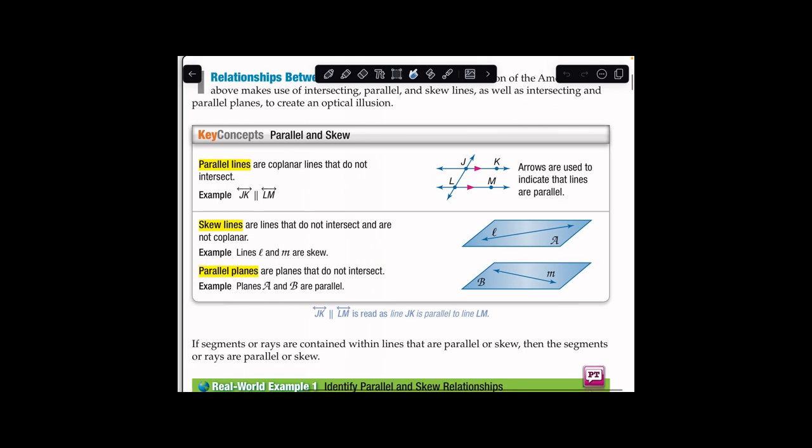Skew lines are lines that do not intersect and are not coplanar. For example, lines L and M are skew. They will never intersect each other because they're on completely different planes. You can think of them as drawn on two different pieces of paper. Another way to define parallel lines is to note that they're always the same distance apart from each other, whereas skew lines will quickly get farther and farther apart.